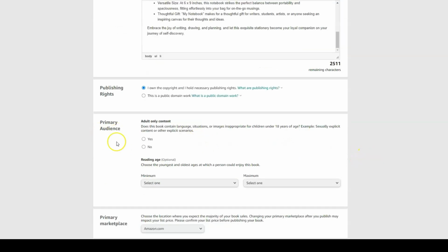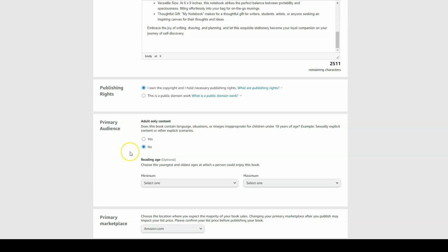Now it's asking us about our primary audience. So it says adult only content. Does this book contain language, situations or images inappropriate for children under 18 years of age? So this is only for sexually explicit content. So if you're writing erotica or really sexually explicit books, then you would have to click yes. If you're just creating a notebook, then of course we just click no.